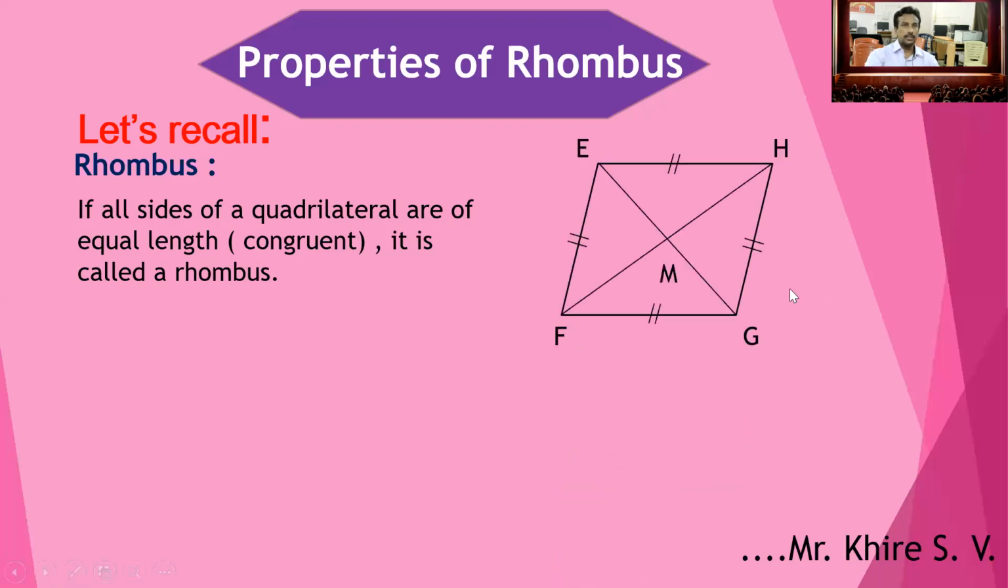Now you can see in the figure. In the figure, quadrilateral EFGH is given. In quadrilateral EFGH, all sides are congruent. It means it is a rhombus. Now the diagonals of this rhombus are EG and FH. These two are diagonals which intersect at point M.